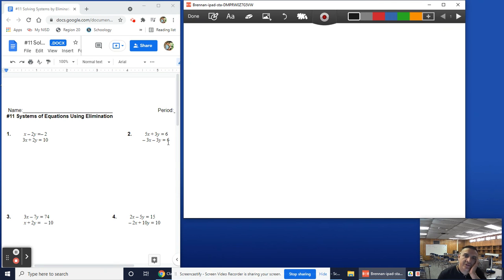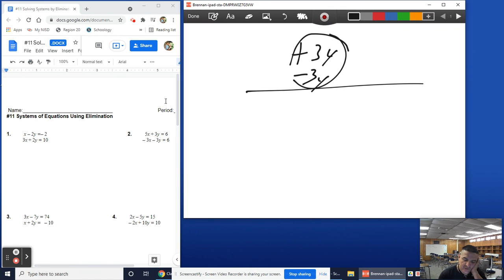So on 2, is there a variable that will immediately go away? Yes. I have plus 3y and I have negative 3y. That tells me if I add those up, that part of the equation is going to be gone. That's on number 2, so that's an easy problem. This 3 will go away and I'll have 5 minus 3x. So I'll get 2x equals 12. Right? I'll write the whole thing.